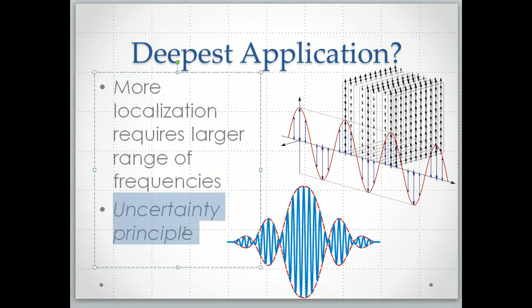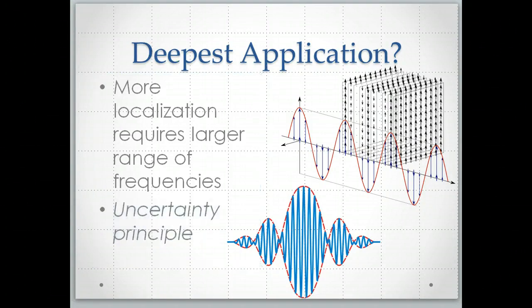That's the uncertainty principle. So it turns out the uncertainty principle, one of the deepest ways to understand it, is a fundamental statement of how Fourier synthesis works. So that's all I wanted to say about the applications.